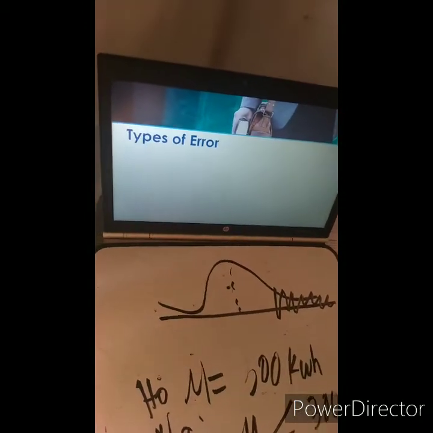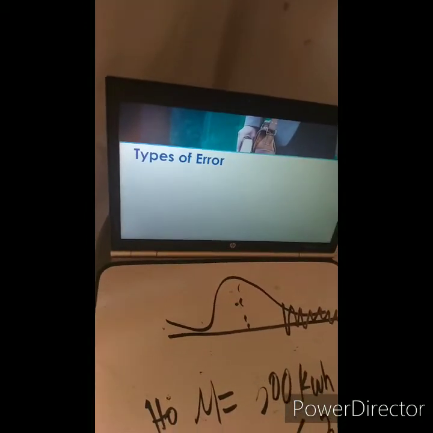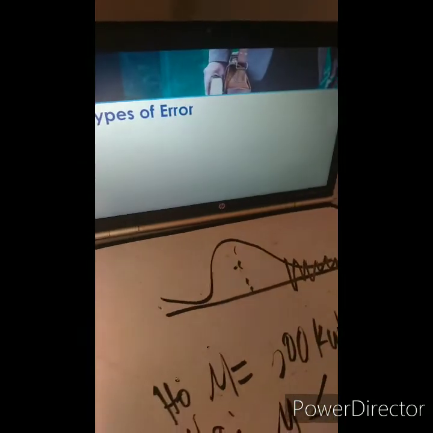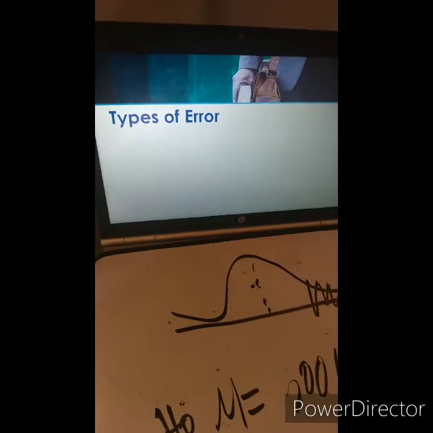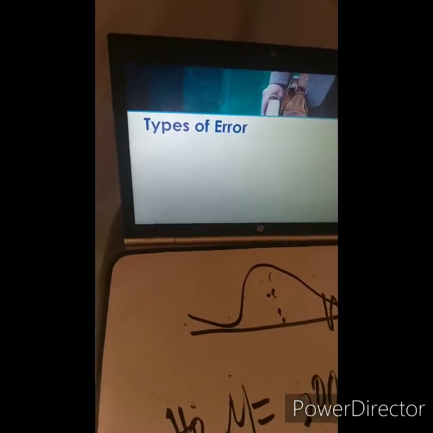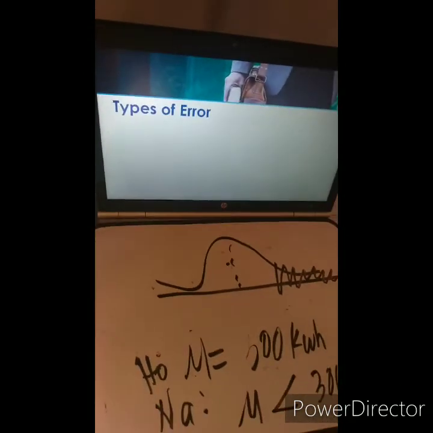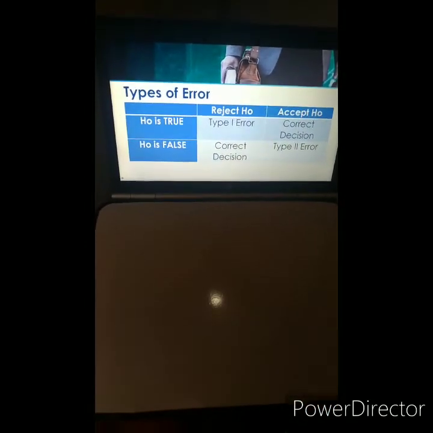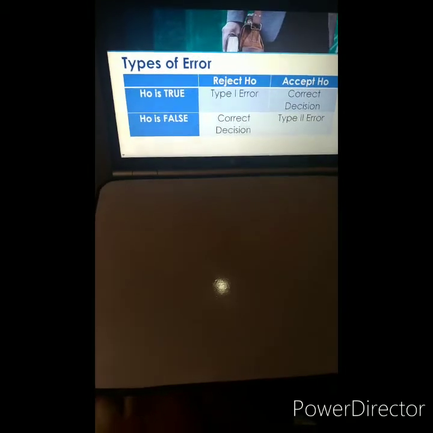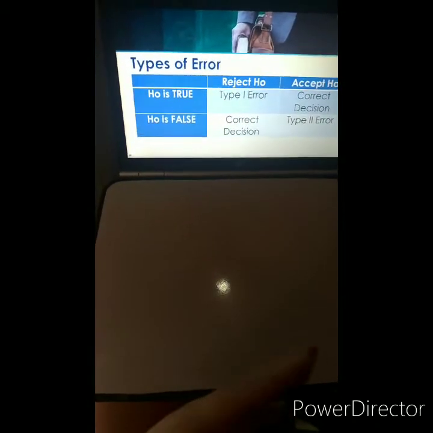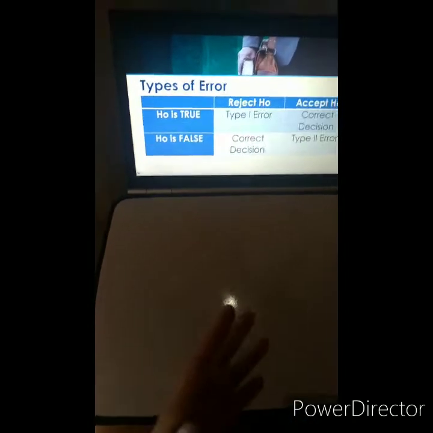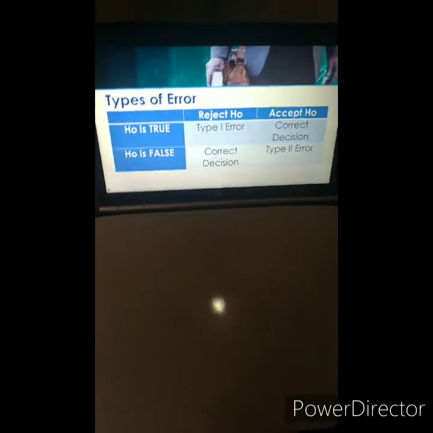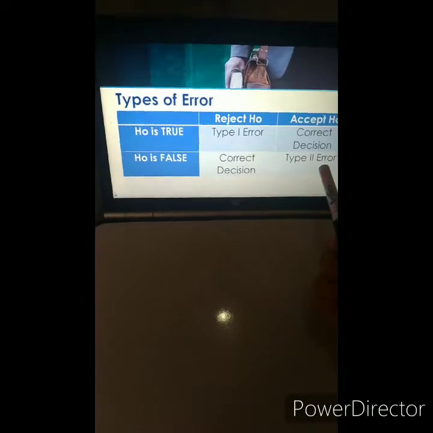Now next. Because of hypothesis testing, there are types of errors that we could commit. Again, there are types of error that we could commit. There are two types actually. Now we have the types of error. Sometimes in your hypothesis testing, you might commit a mistake, and that is what we call types of error. So we have two types of error: type 1 error and type 2 error.